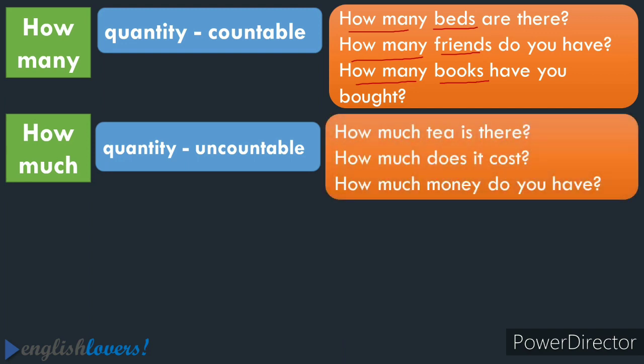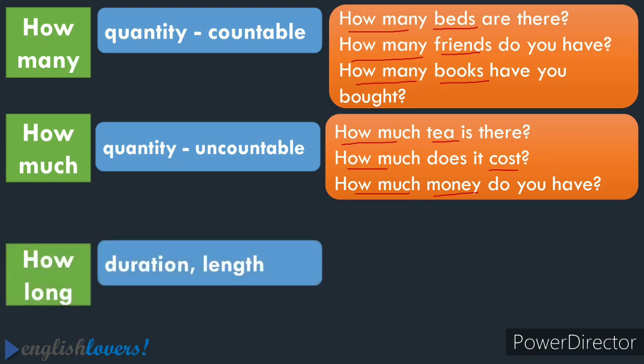See, how much tea is there? Now here, tea is an uncountable noun that you can't count as 1, 2, 3. Or how much does it cost? Here also you expect the answer in terms of money. So here also how much does it cost? It is used for the quantity, that is uncountable. How much money do you have? Here also money is an uncountable noun, and so how much is used.